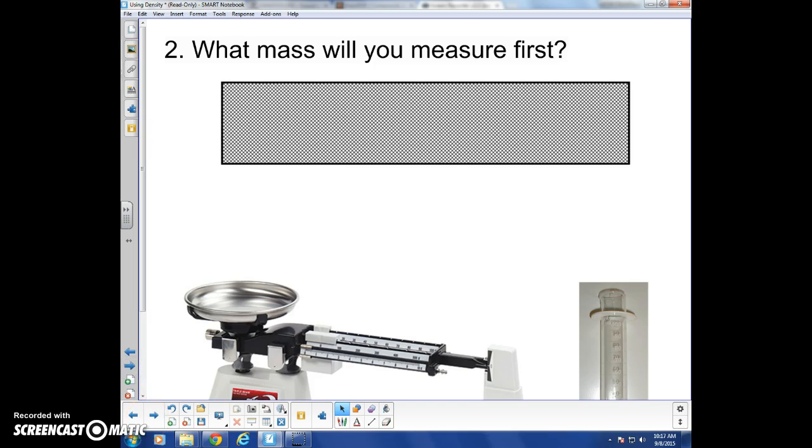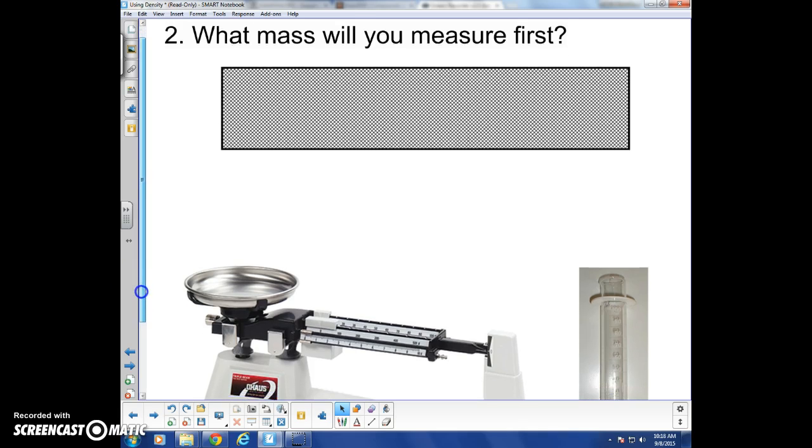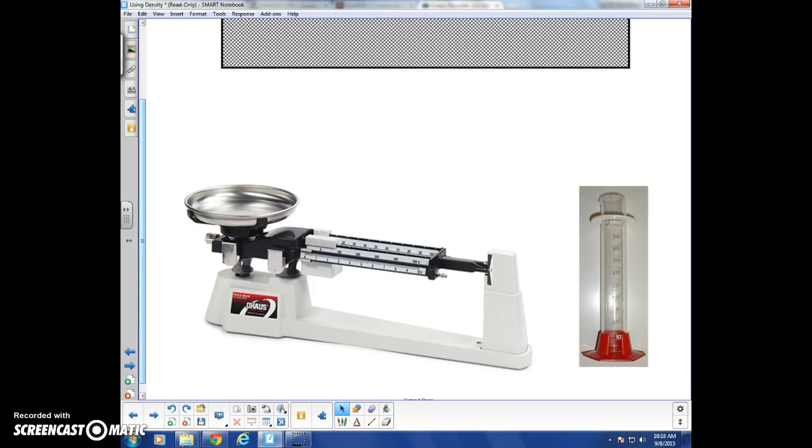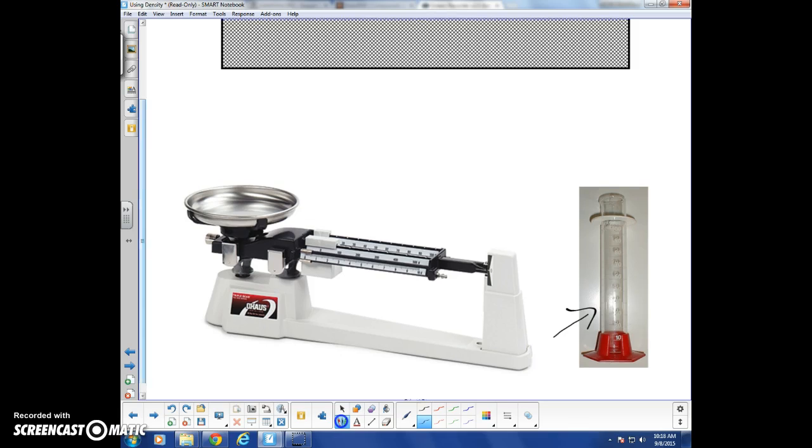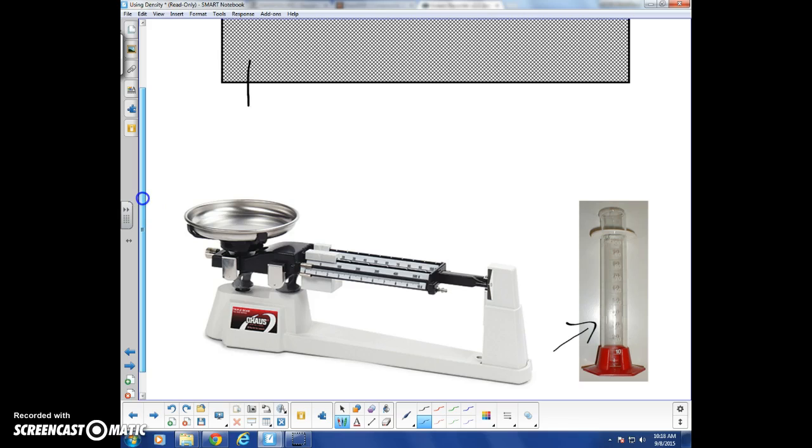Now, if you are measuring the volume of an irregular object or a liquid, you're going to have to use the displacement method, and you're going to need a graduated cylinder and a triple beam balance. You're going to notice that this graduated cylinder is clean and dry. So what would you do first? Find the mass of the cylinder or find the mass of the liquid? Well, you should make sure you find the mass of the cylinder.